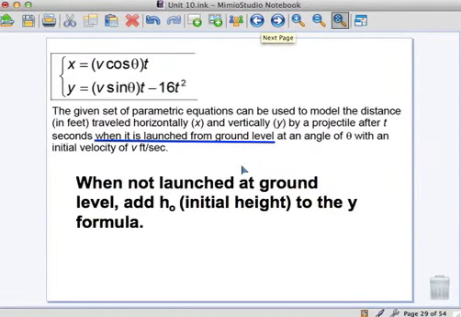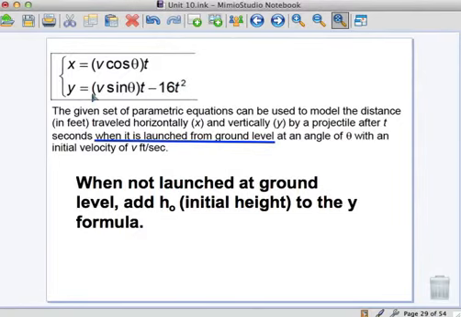On the bottom of your page in your notes, you have this information here. When you are in feet and something is launched from ground level, then you have this formula. Fairly simple. You can write it down on your paper. But what happens if you're not at ground level? Let's say you're on top of a house or on top of a building, or maybe you're standing on somebody's shoulders and you're throwing a football, whatever, okay? If there's any other height besides ground level, then you're going to add that initial height to your y formula.